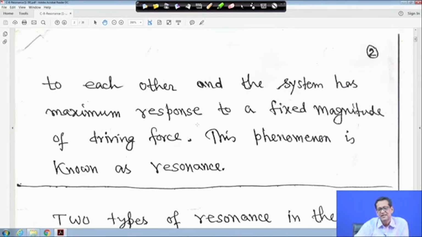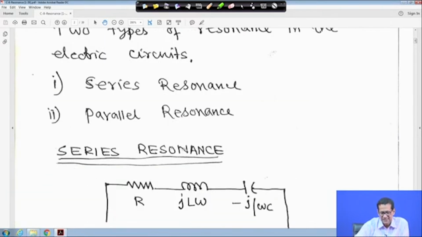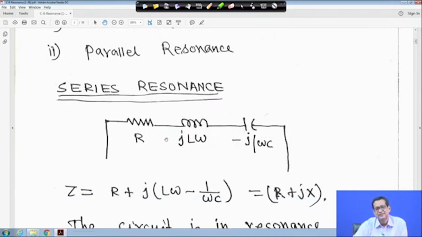Similarly for the electrical circuit, particularly the series RLC circuit, when it is in the resonance condition the current is maximum. We will come to that. Generally there are two types of resonance in electric circuits. One is series resonance, another is parallel resonance. So first we will see the series resonance.